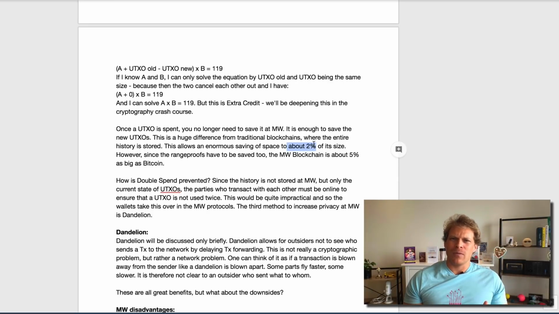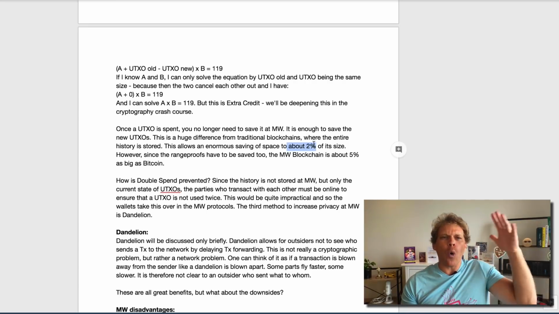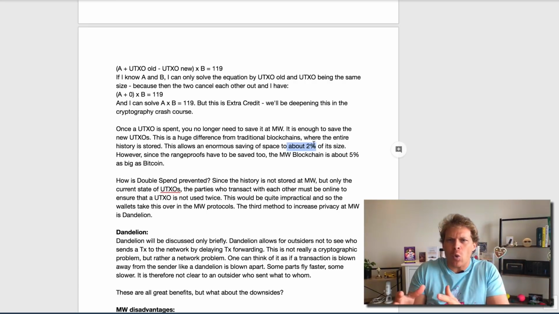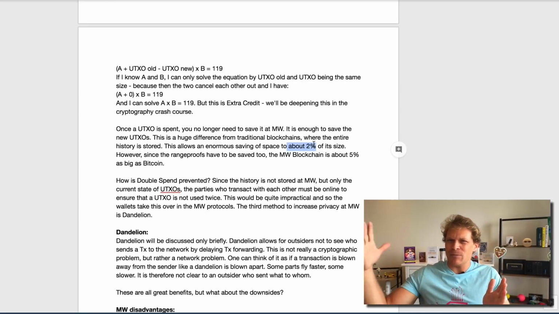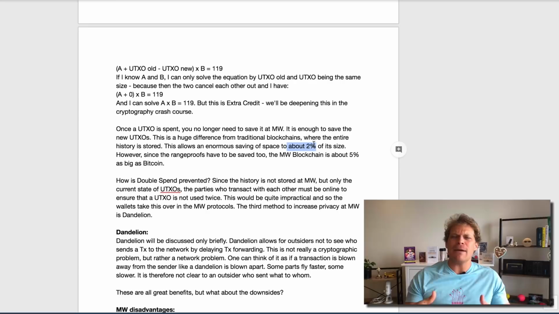In Mimblewimble, you can cancel the old outputs and you only need to store the actual state of outputs right now. So you don't need to store the entire history. And this is a humongous advantage, because now it's not that the blockchain keeps growing, keeps growing, keeps growing. It actually fluctuates depending on the amount of outputs. Sometimes it might be a bit larger, sometimes it might be a bit smaller, but at the end it doesn't constantly grow.